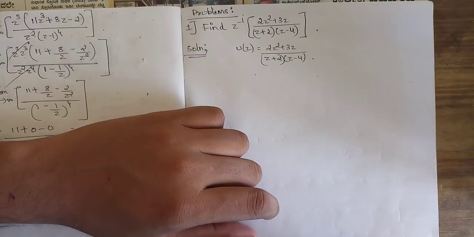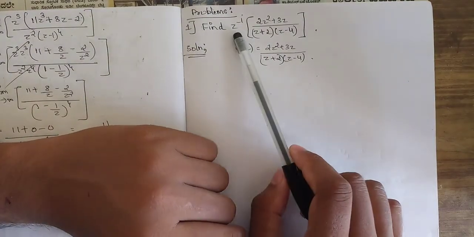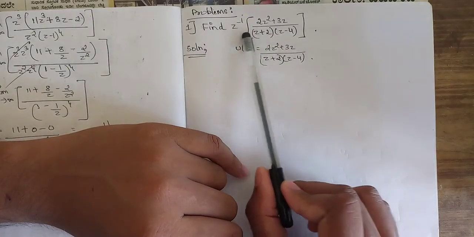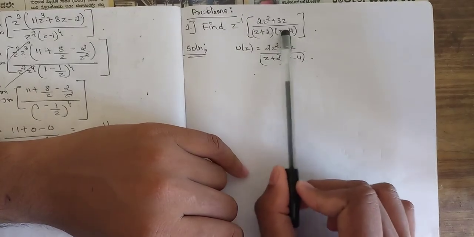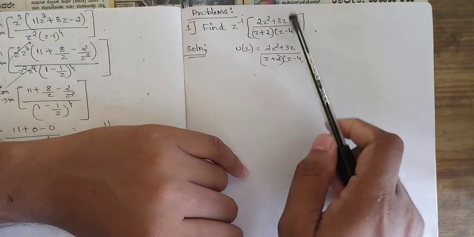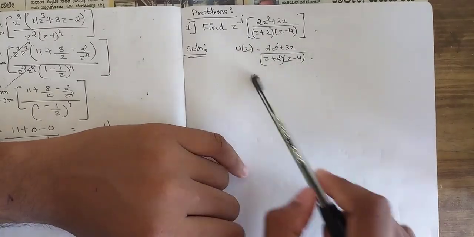Okay, so now we'll start with the problems. The first problem is we need to find the inverse Z transform of (2z² + 3z) divided by (z + 2)(z − 4). Now let's write the U(z). We know that U(z) is equal to this term, which I've written here.